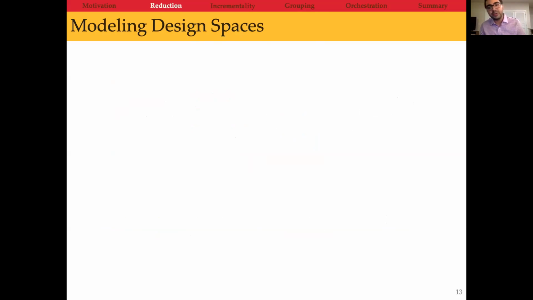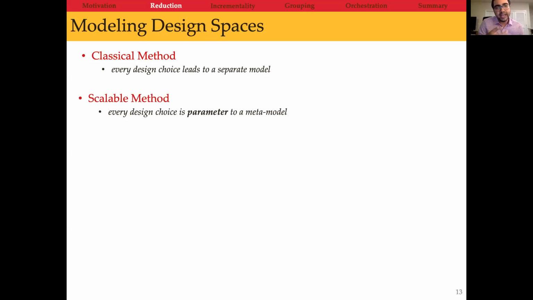Now, before we do design space reduction, the first problem that we had to solve was how to actually model a design space efficiently. So in the classical method of modeling, every design choice leads to a separate model. However, this classical method does not scale when we have a large number of design choices, which can end up with a lot of different models, and then maintaining models across design updates becomes intractable for big designs. We propose a more scalable and maintainable method that models every design choice as a parameter to a meta model.